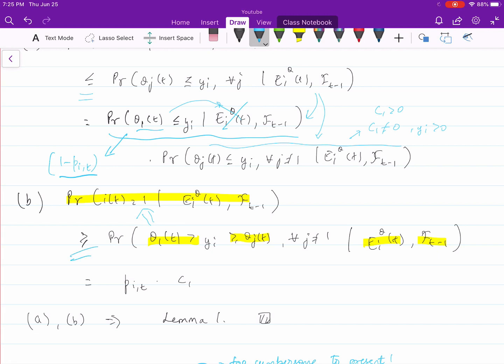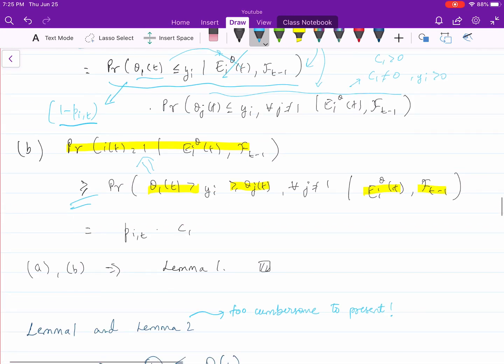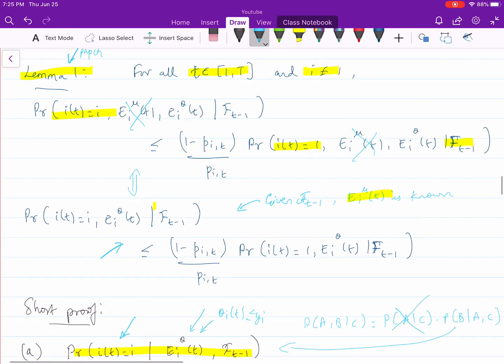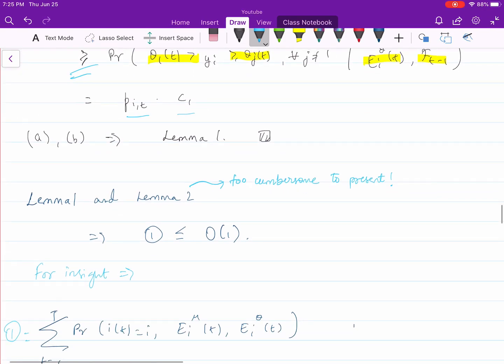So yeah, if we follow the previous steps here, we get pit and the constant c1 as well. So when you divide a by b, we'll get the result from lemma 1. So lemma 1 and lemma 2 actually imply that the summation of 1 is bounded by a constant.